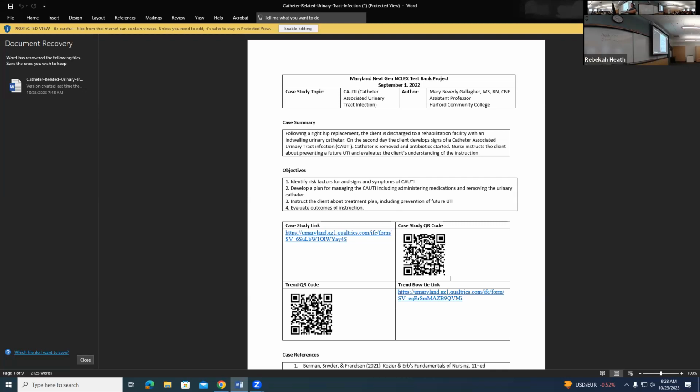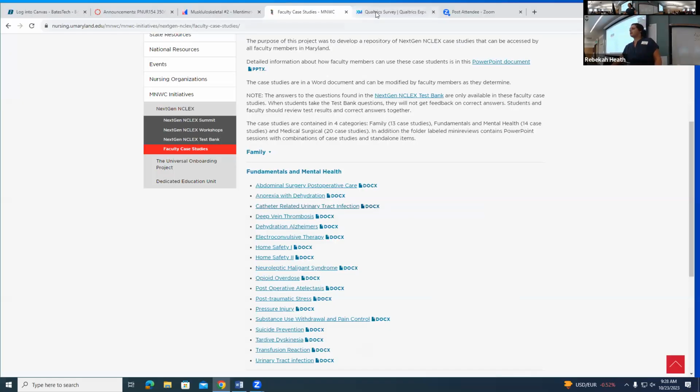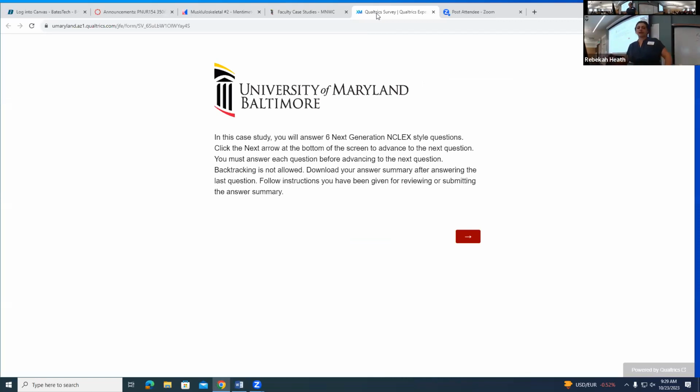Is anybody not in the case study yet? In the announcements, click on the case study link, or you can scan this QR code. We're going to go through this together. If you're just coming in, go to announcements and click on the case study link for today. We're going to go through this case study. You should have a screen that looks like this. Don't worry if you can't get there. You can look on your partner's or friend's or neighbor's.